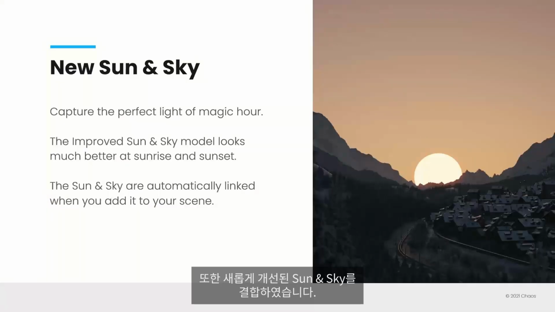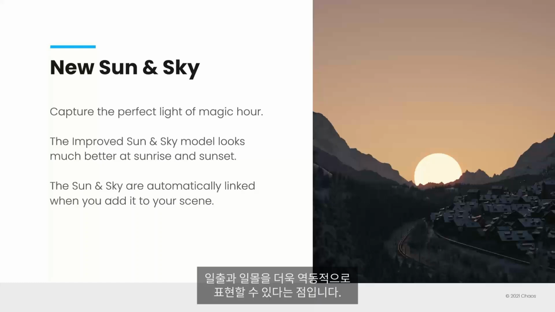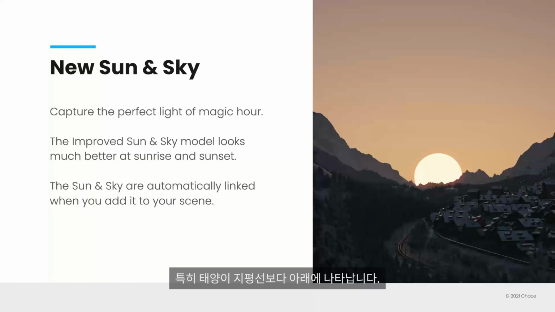We've also integrated the new improved sun and sky. So a big focus for the improved sky model is that we wanted to make it so that you could get sunrises and sunsets that are much more striking and dynamic looking. So you can see here on the right an example of it. Basically just helps to get you really interesting results, particularly if you have the sun lower than the horizon level.